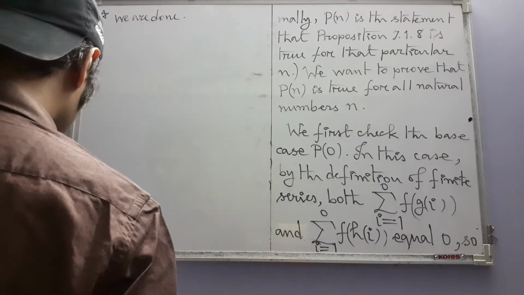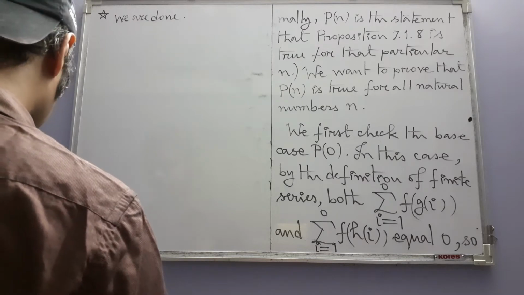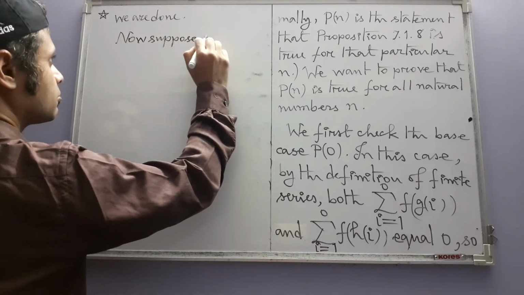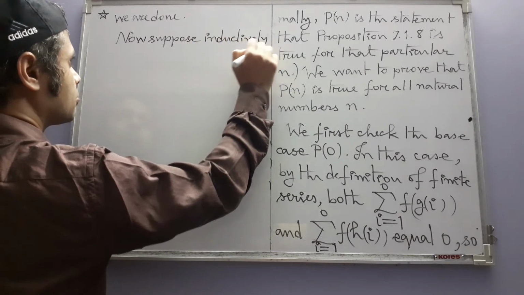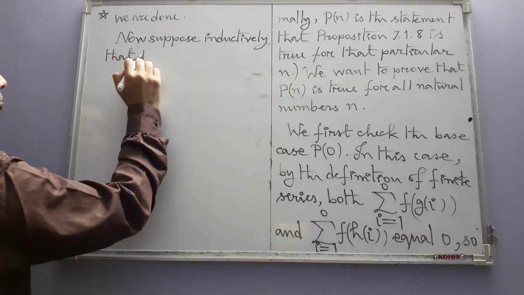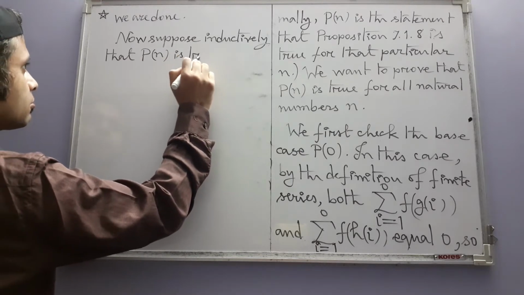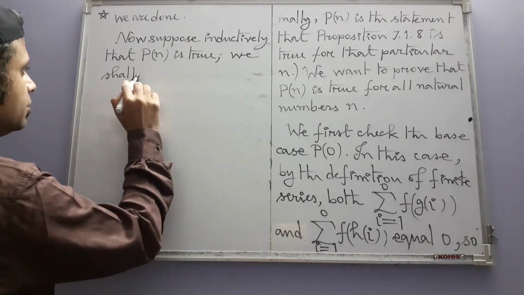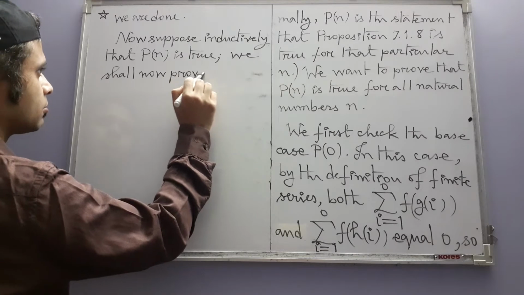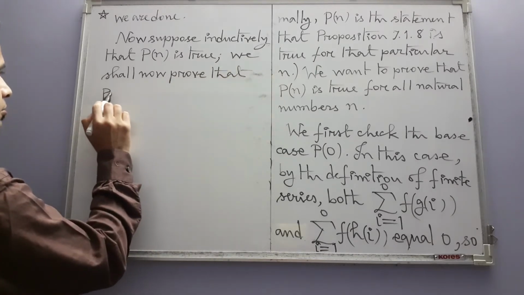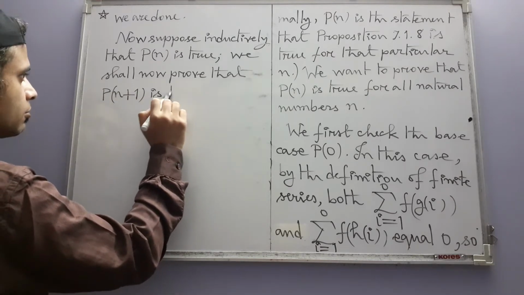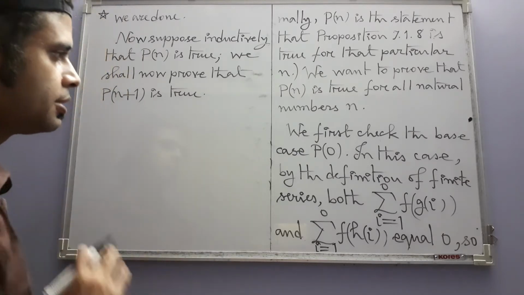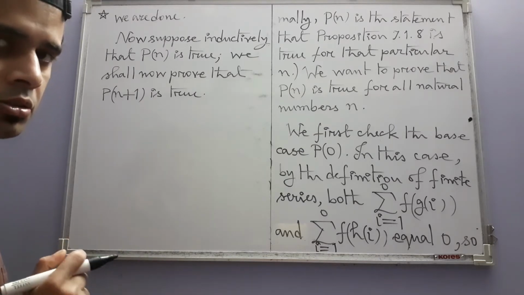Now we will assume that P of n is true. Now suppose inductively that P of n is true for some natural number n, we shall now prove that P of n plus 1 is true. In order to prove that P of n plus 1 is true, we have to assume the hypothesis part of P of n plus 1 and prove that the conclusion part also holds.